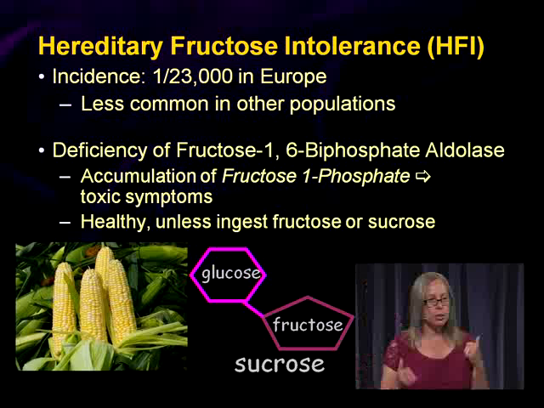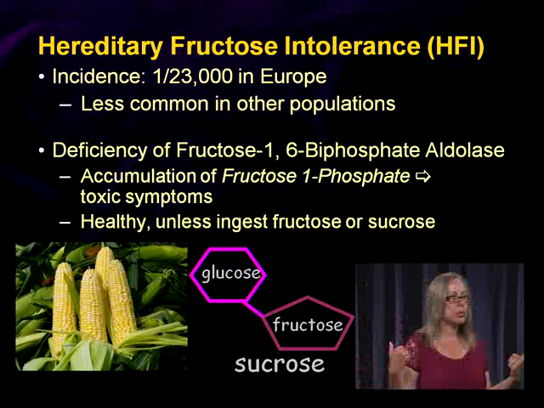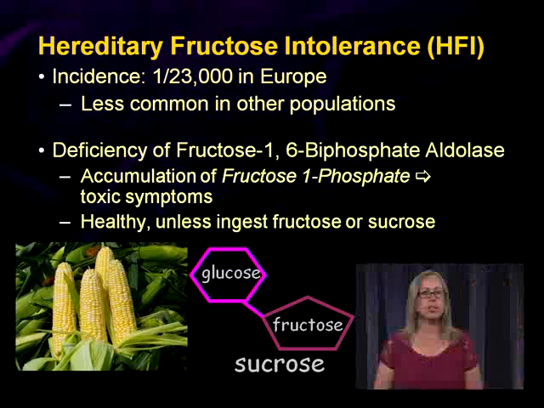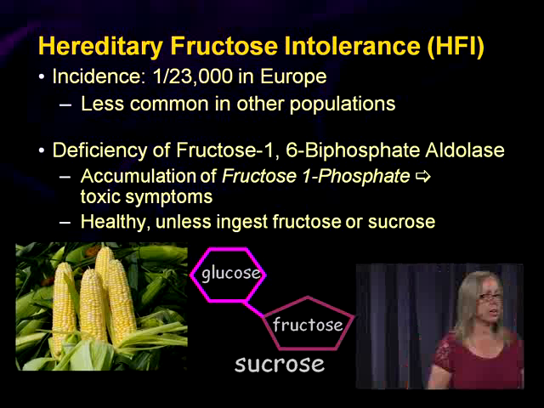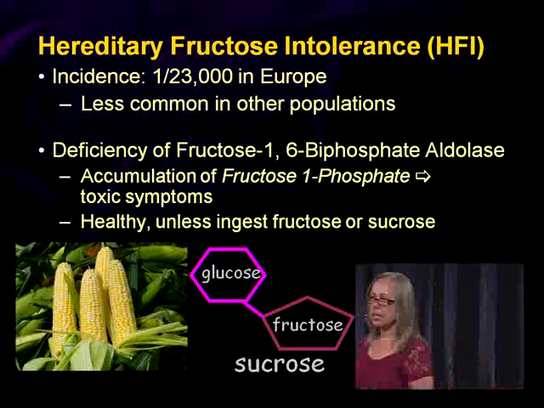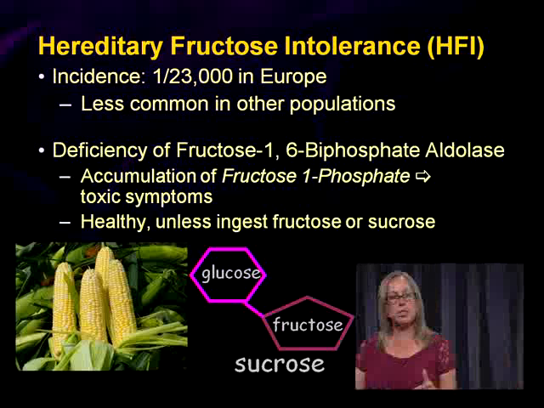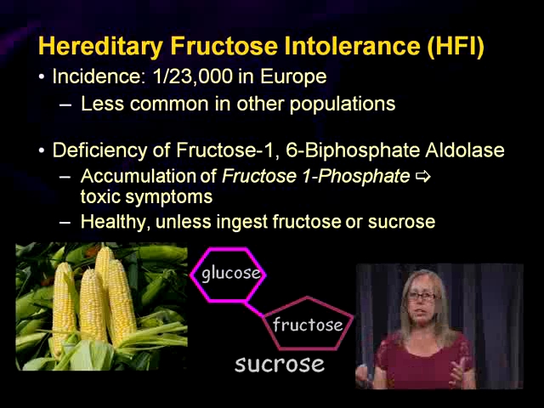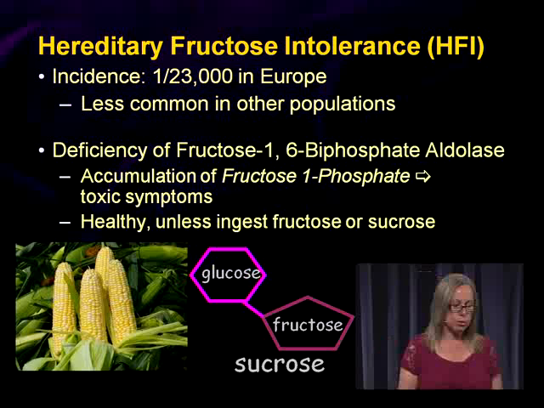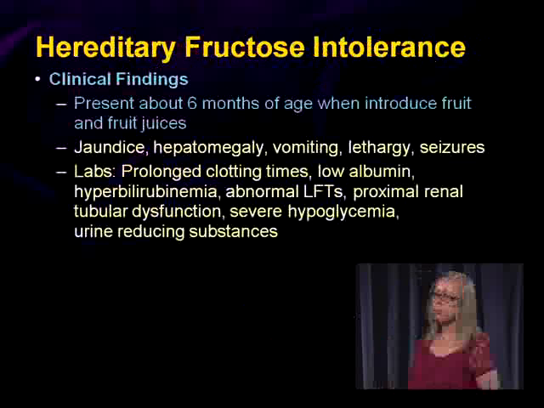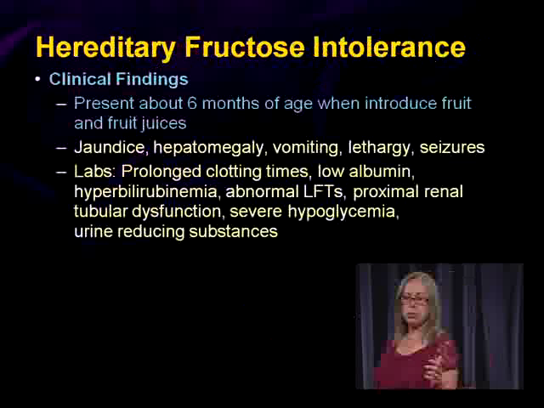So what do we put in everything now? High fructose corn syrup. Remember, I'm from Iowa. We put corn in everything. So it's really easy, once you get to about 6 months of age, to give your kid something that you don't think has any fructose in it, but it's been artificially sweetened with the high fructose corn syrup. So you typically present at about 6 months of age when you introduce fruit and fruit juices.